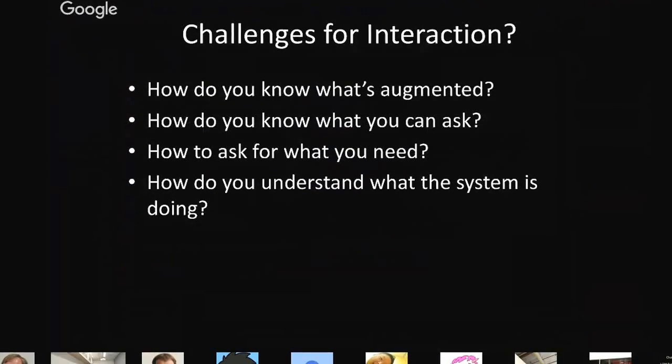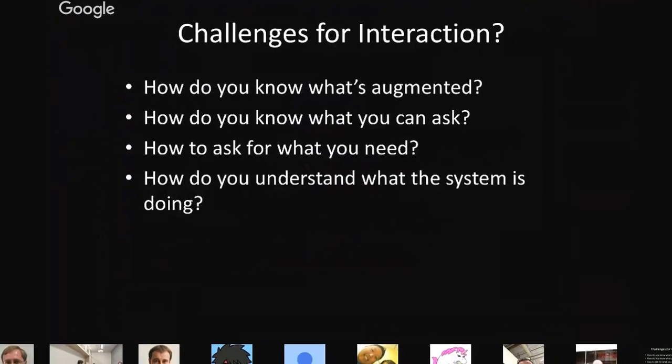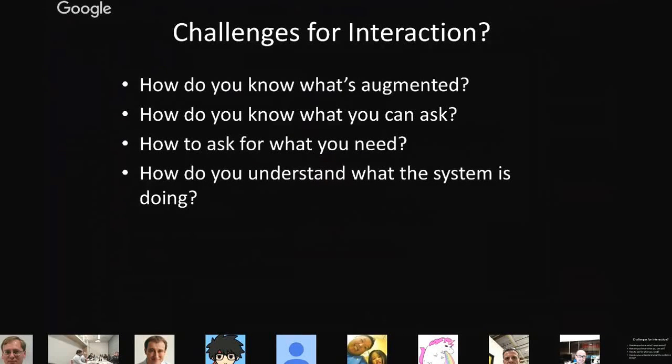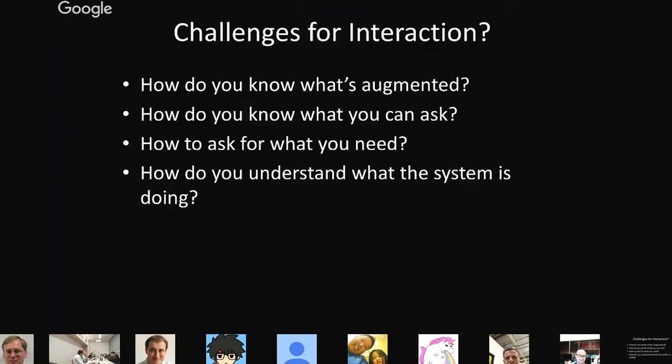The challenges for interaction have been known for a really long time, at least 20, 25 years. In an IoT environment, if you don't have giant tags or sticky notes stuck to devices, how do you know what's augmented in a particular environment? How do you know what you can ask of a particular device, even if you know it's augmented? How do you know how to interact with it? There's a difference between it has this particular function, but how do I access that functionality? And back to the intelligibility question, how do you understand what the system is doing? These are 4 pretty fundamental questions that a system has to support in order for there to be a positive user experience in an IoT environment.